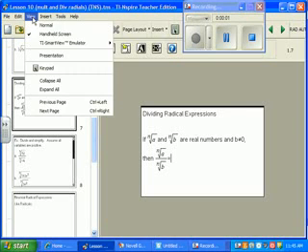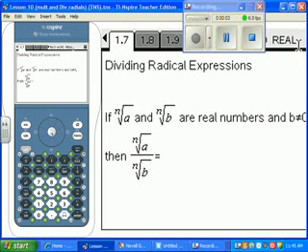Rational expressions is where we left off. Let me change to my other view. I believe it's 1.7 unless I added some pages somewhere. I mean, 1.7. Okay. All right, so today we're going to talk about dividing radical expressions.